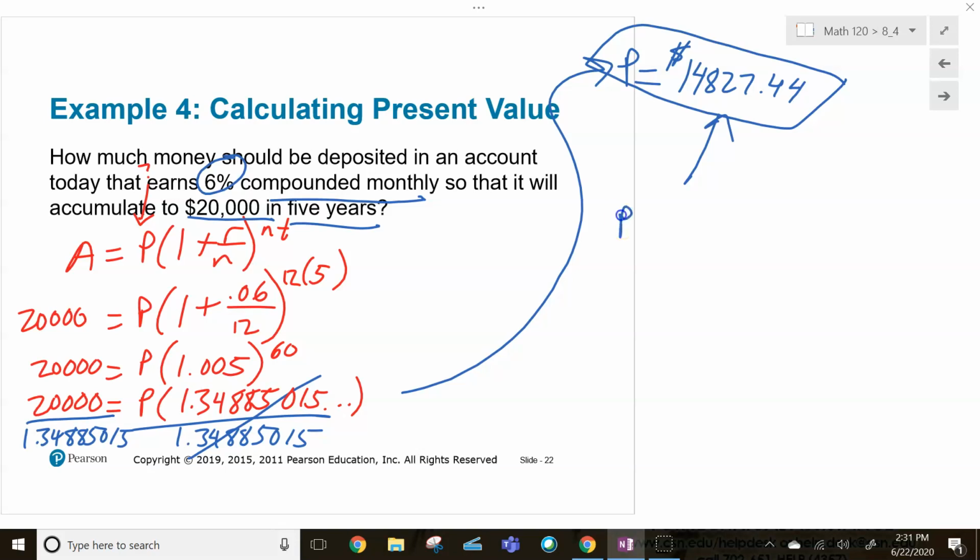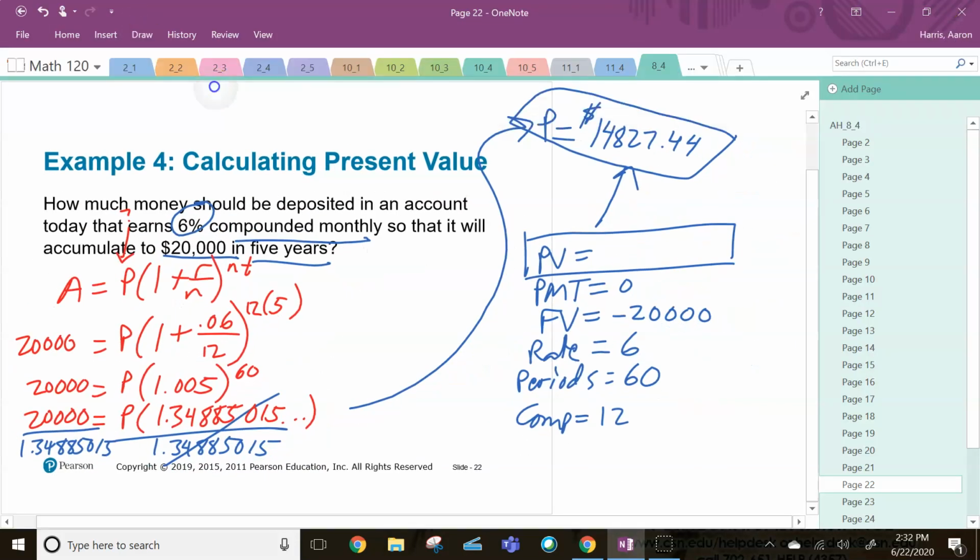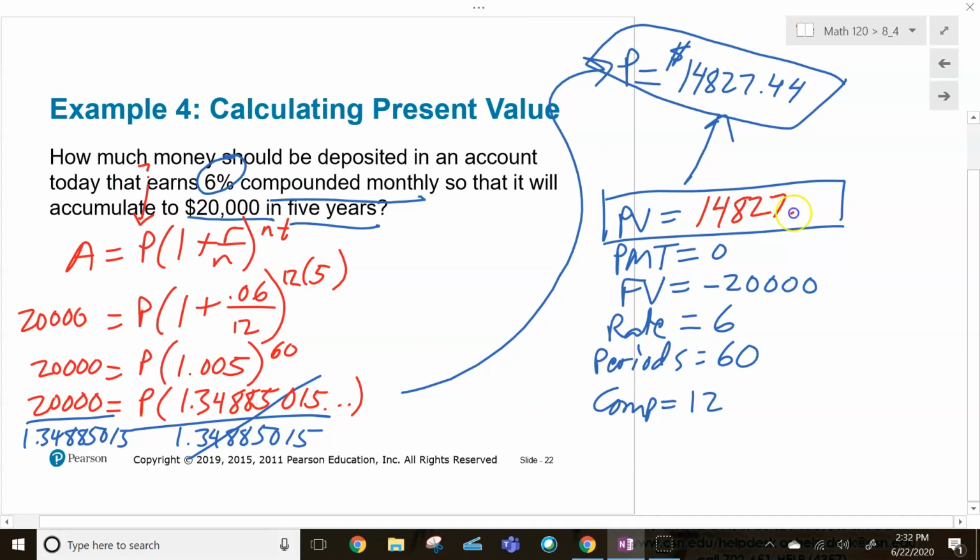Now, if you're doing it with a calculator: present value, payment, future value, rate, periods, compounding. Well, we know this is monthly, so 12. Our periods is n times t, so 12 times 5, so I got 60. I'm going to get an interest rate of 6%, so you just leave it as 6. Present value and future value have opposite signs, so since I want to end up with $20,000, I make that negative: negative $20,000. My payment's 0, I'm not making any payments. I'm going to click present value, and it'll spit out what I want, 14,827.44.